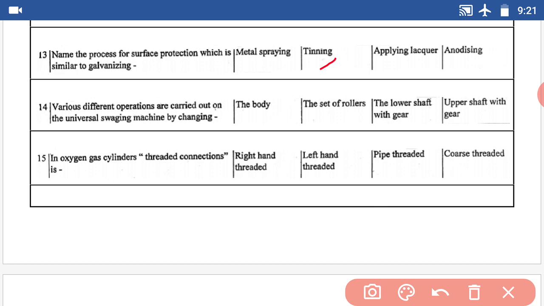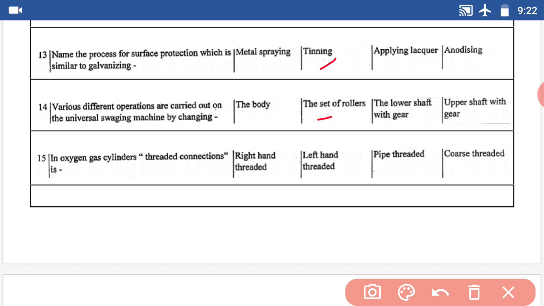Question number 14. Various different operations are carried out on the universal swaging machine by changing dash. The answer is the set of rollers. Answer B is the correct answer.